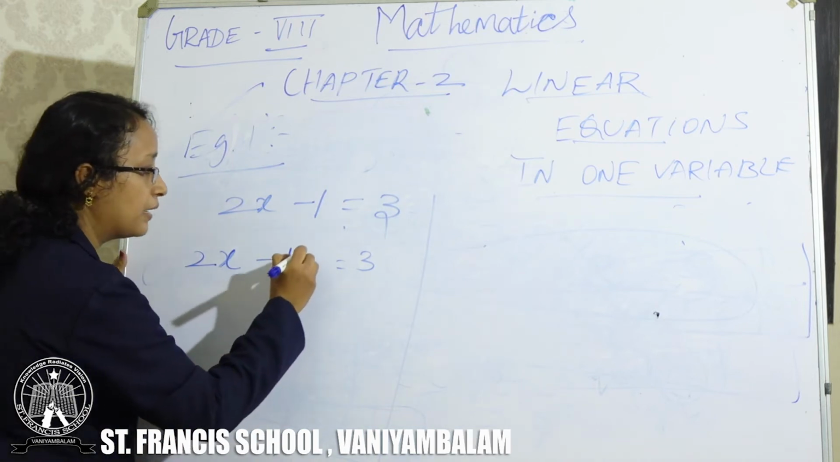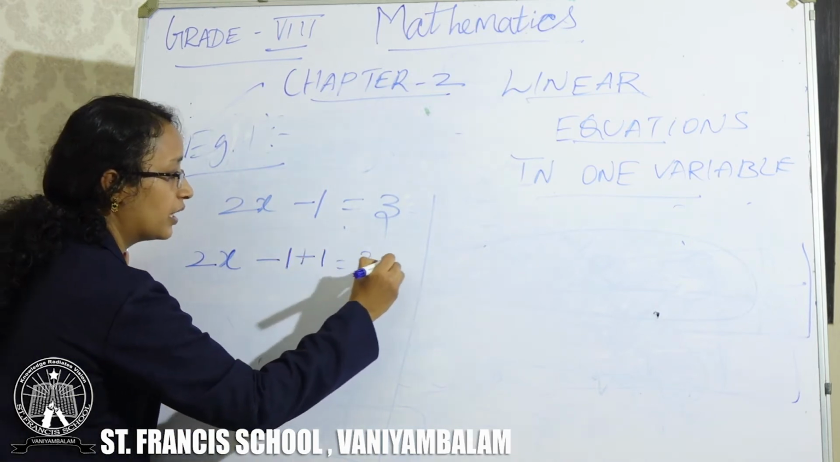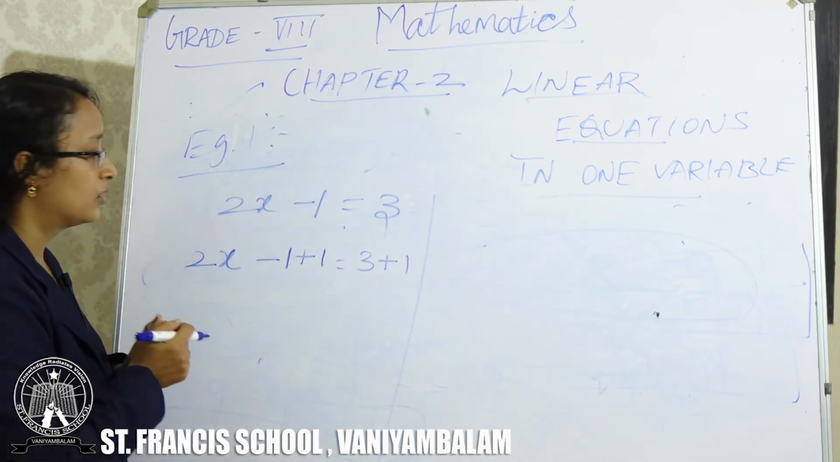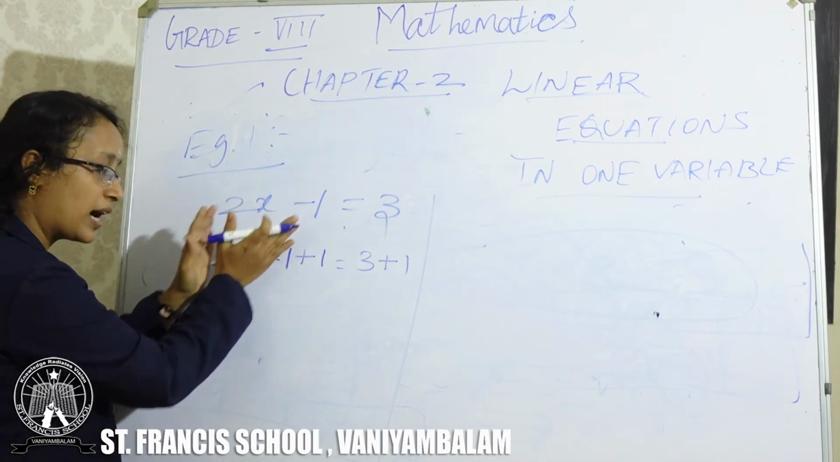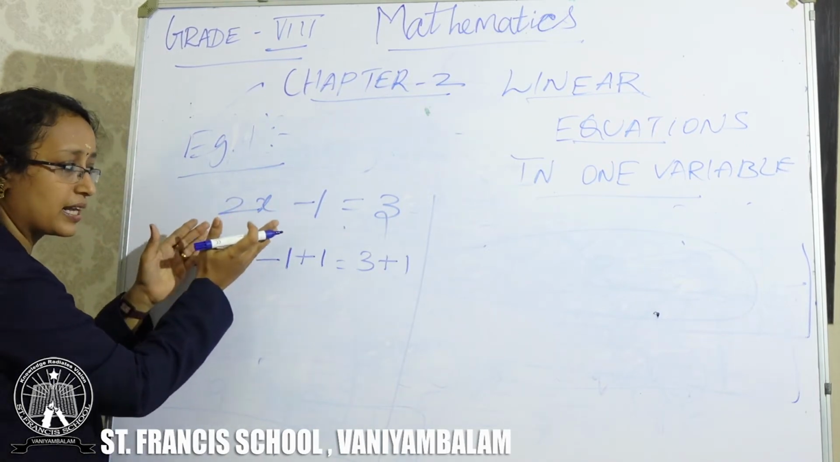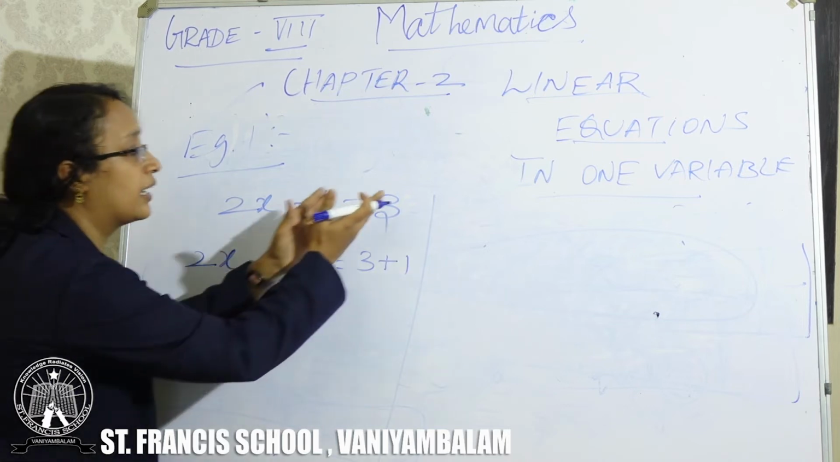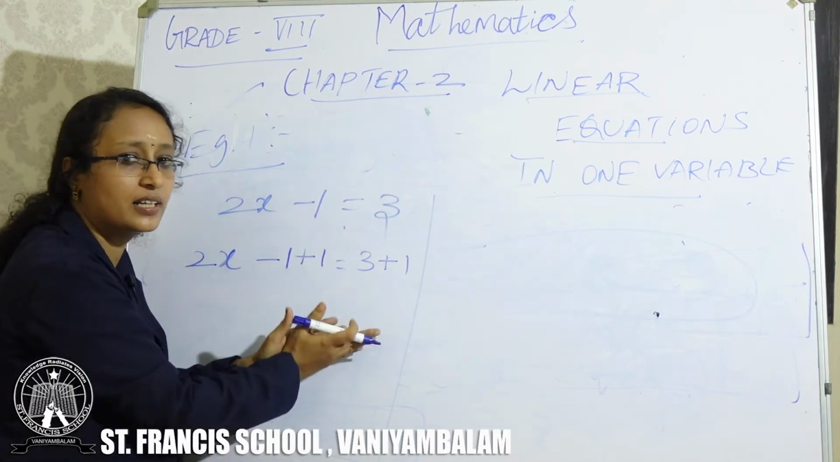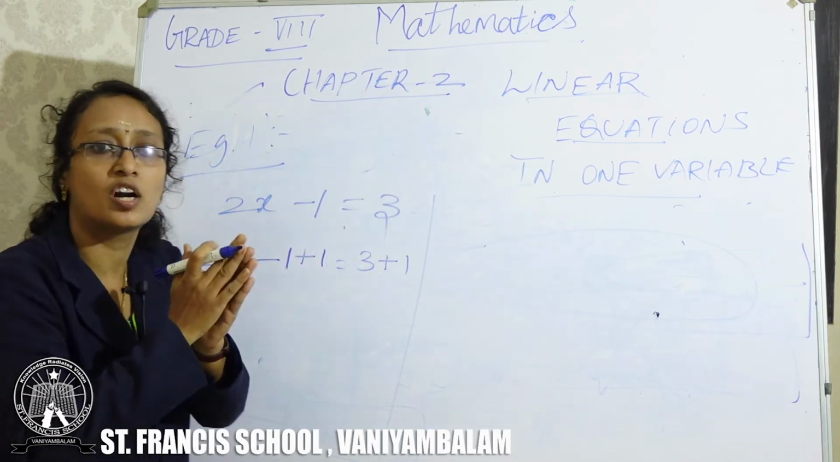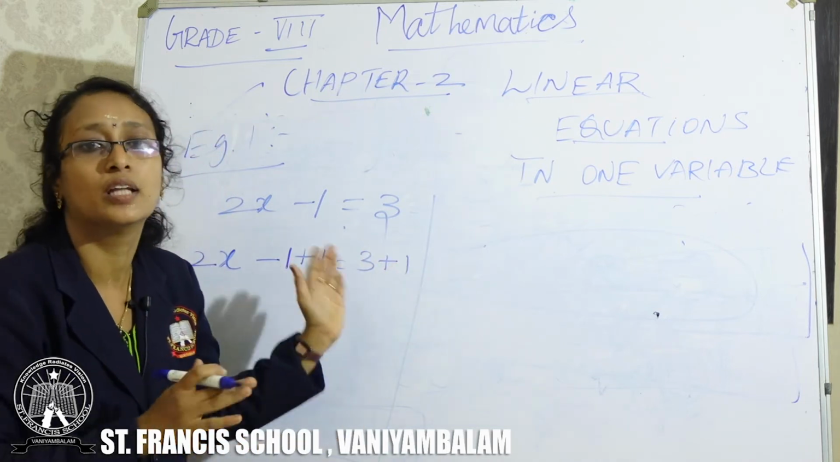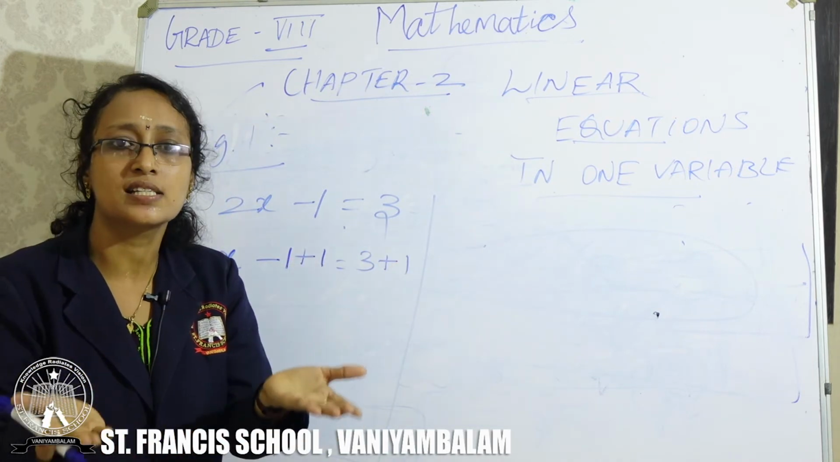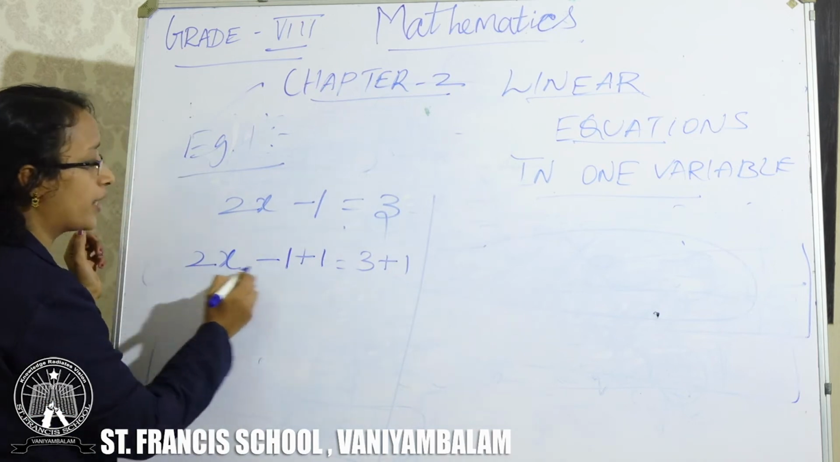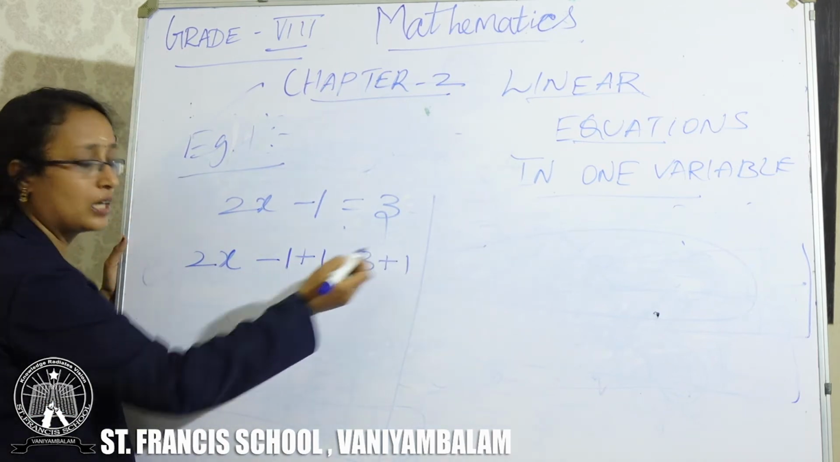If I add plus 1 here, what happens? See, 2x minus 1 you have as it is on the right and left hand side, write it as it is, and 3 you have on the right hand side, write it as it is. The equation will not get changed if you add 1 on both sides, because the equation is balanced now. So 2x minus 1 plus 1 is equal to 3 plus 1.